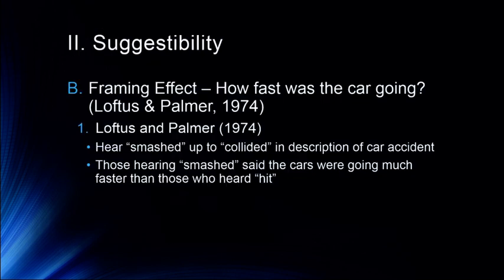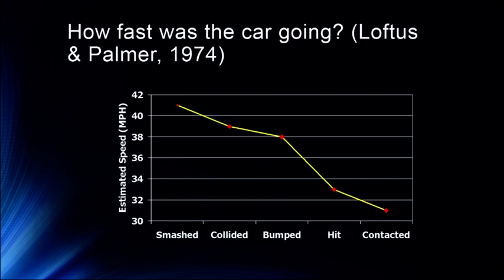Those hearing smashed said that the cars were going much faster than those hearing hit. So they were asked these different questions about the collision: cars smashed into one another, hit one another, collided into one another, bumped one another, or contacted one another. And you can see the speed estimates of the exact same incident, all of these people watched the same incident, were about 30% faster if they were asked how fast the cars were going when they smashed into one another versus contacted one another.